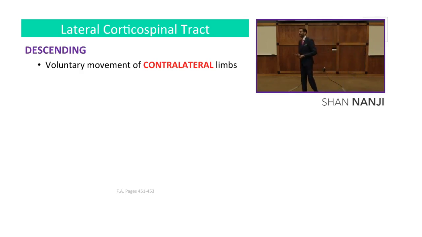So this is a descending tract, and it's controlling voluntary movement of your contralateral limbs. Of what limbs? Contralateral. So what does contralateral mean? Opposite. So this is already controlling opposite limbs. Excellent. Keep that in mind as we have our discussion.